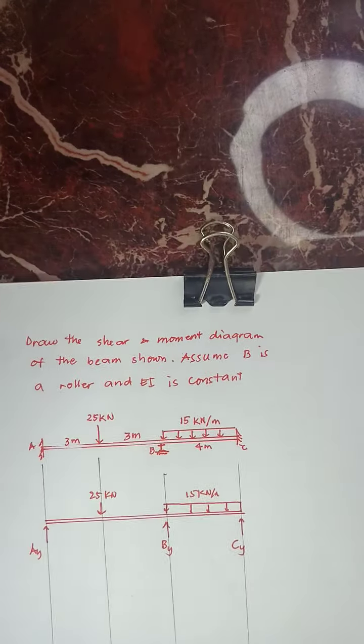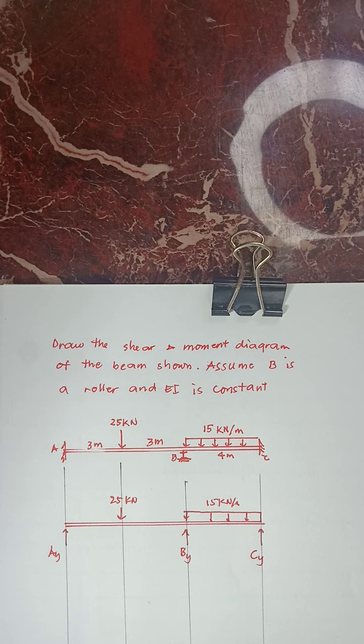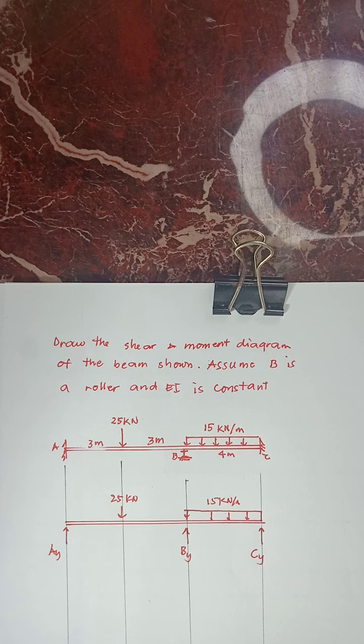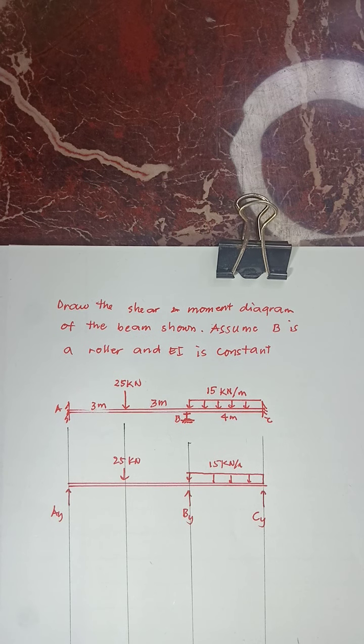Okay, so let us have an example. Okay, so we have this beam, no? So we are required to draw the shear and moment diagram of the beam shown. Assume B is a roller and EI is constant. So we have a continuous beam ABC with a fixed support at its end and a roller at B.